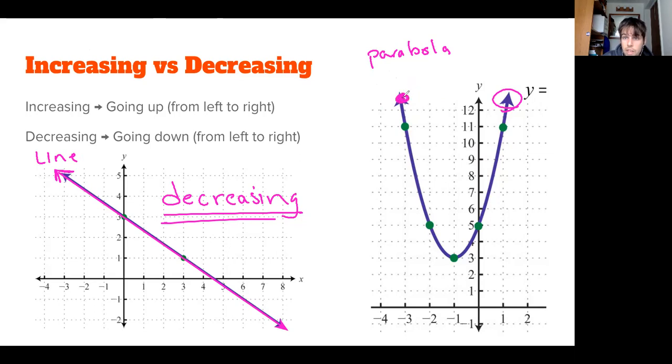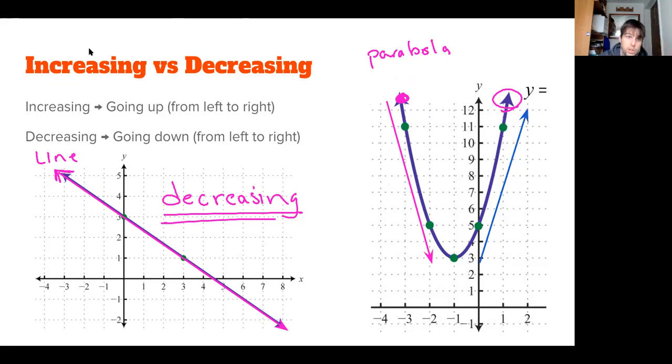So we start over here. And what's happening at first here, right? Well, we're starting by actually decreasing. So this first section of our graph is decreasing. And then we turn it around. And then we start increasing, following it from left to right.